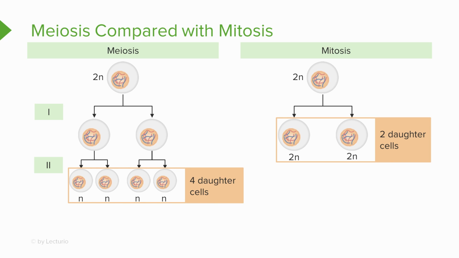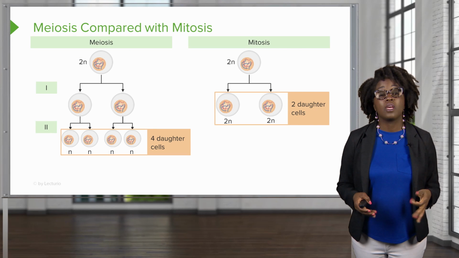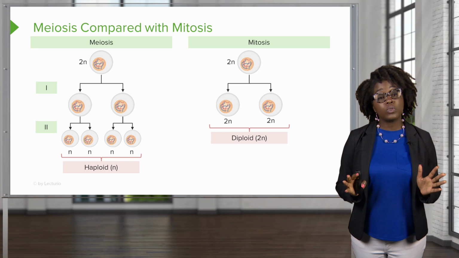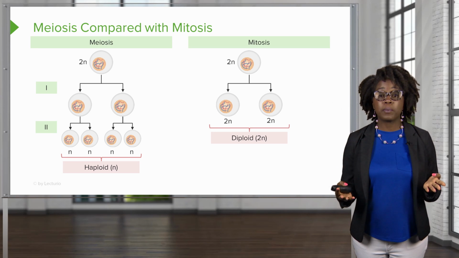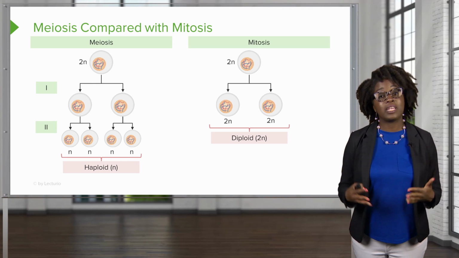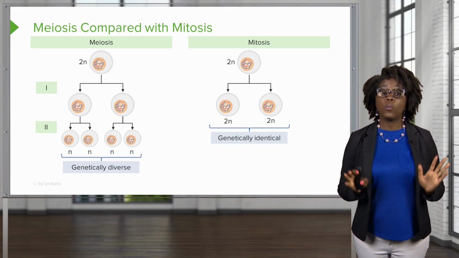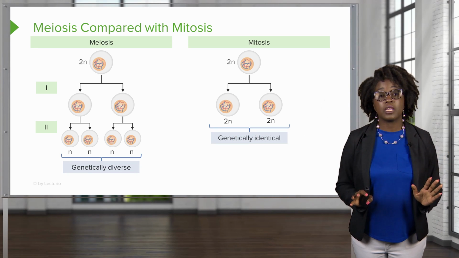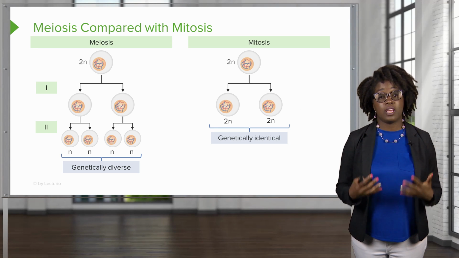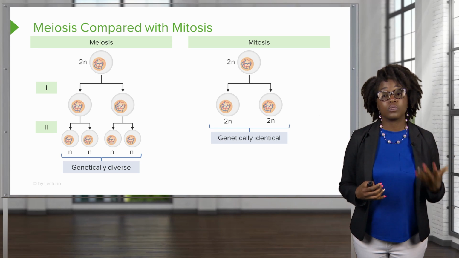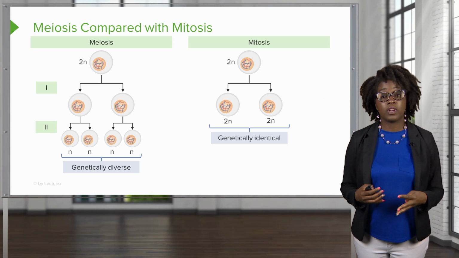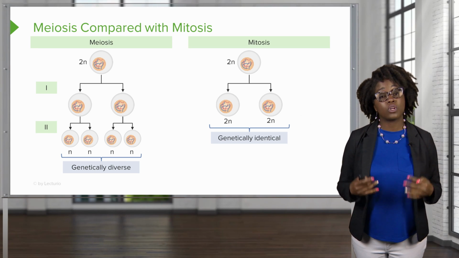Secondly, we're going to produce 4 daughter cells in meiosis instead of the 2 daughter cells that we produce in mitosis. Functionally, in meiosis, the number of chromosomes is going to be cut in half from diploid to haploid instead of remaining diploid as in mitosis. And when it comes to genetic diversity, meiosis is going to introduce genetic diversity, as the daughter cells are going to be genetically different from the original cell. In mitosis, however, you're going to produce genetically identical daughter cells.